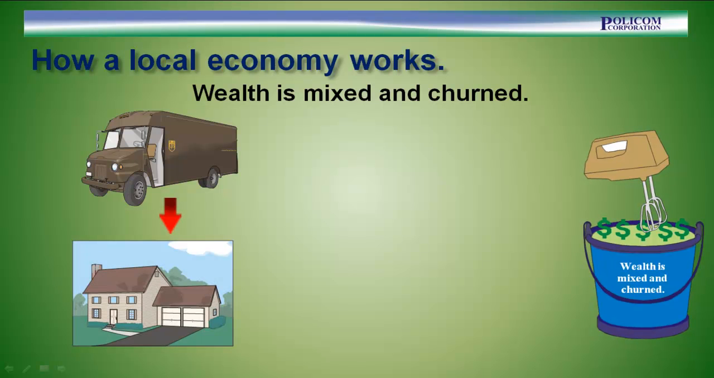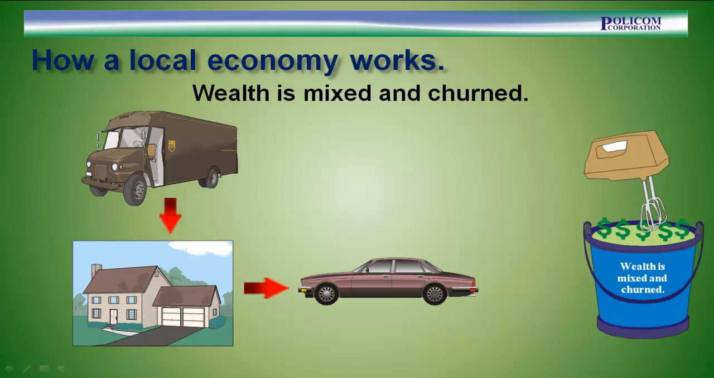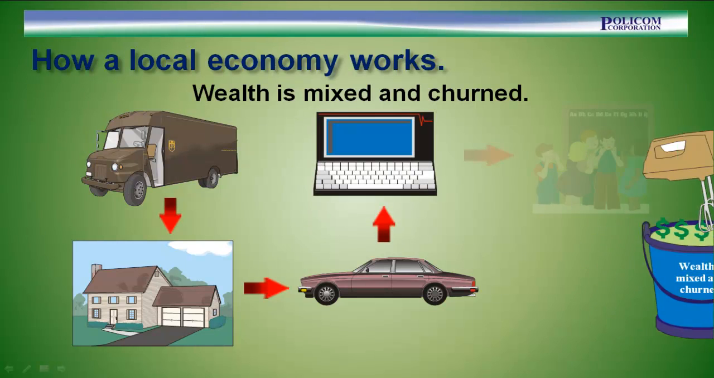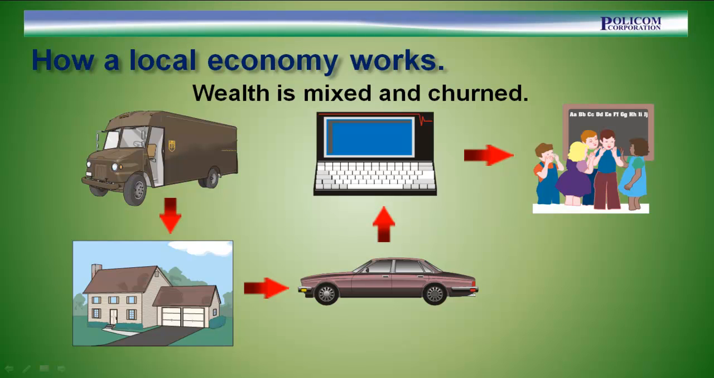Person working for the courier company saves money and buys a house. The realtor buys a car. The car salesman buys a computer. The store owner then pays school property taxes. A teacher pays the telephone bill. Money is continuously being circulated within your economy, but there's a problem.